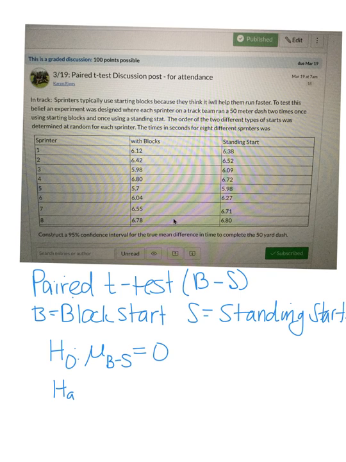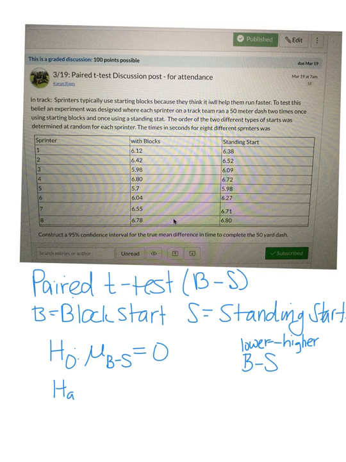Then they're saying that they think the blocks help them. So therefore, if it helps them, their time would be smaller. So if you take blocks minus standing, and this is lower, you would have lower minus higher. Okay, so lower minus higher usually will give you a negative answer.